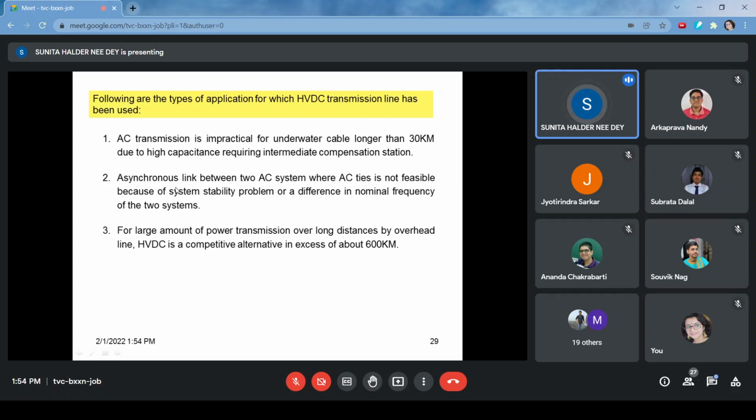Then what you can do, you can convert that AC to DC and you supply there, and you can convert it into the local frequency. Otherwise, without frequency matching, we cannot transmit the power, we cannot supply the power. So that may be one requirement also.